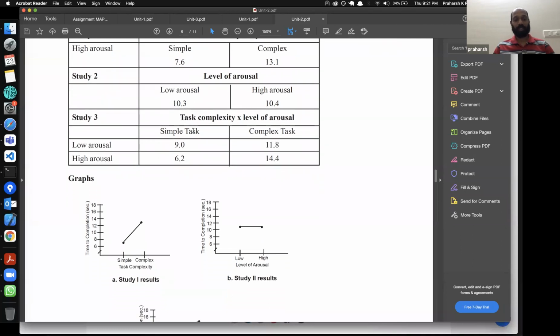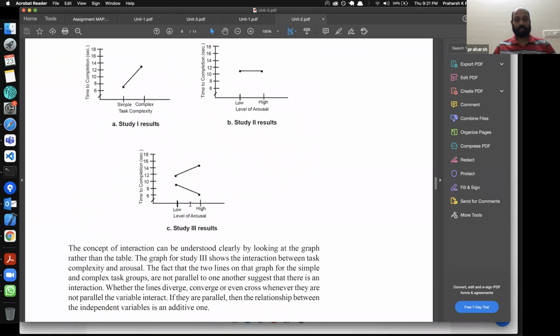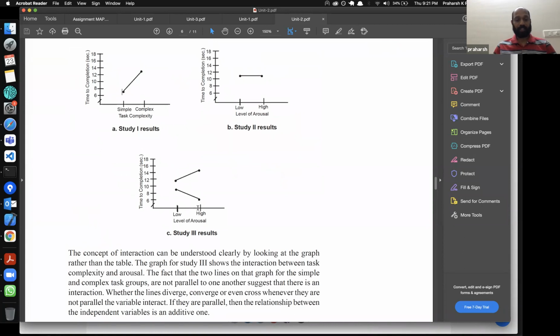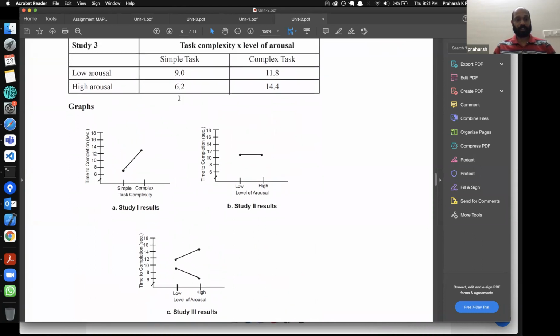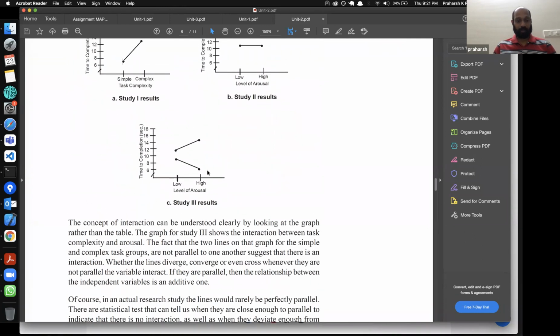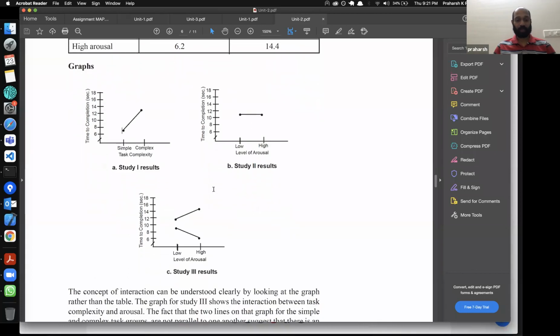Okay, now when we plot this, the arousal state versus the complexity, we get something like this. Level of arousal is here. So simple task, low arousal is 9, and simple task, high arousal is 6.2. Similarly, complex task is 11.8 and 14.4. So this is the way in which you graphically represent these values.